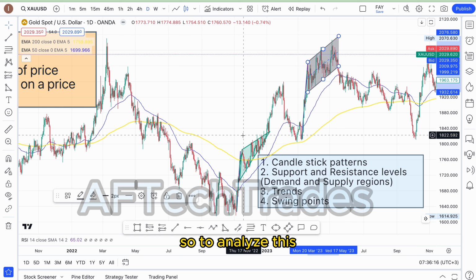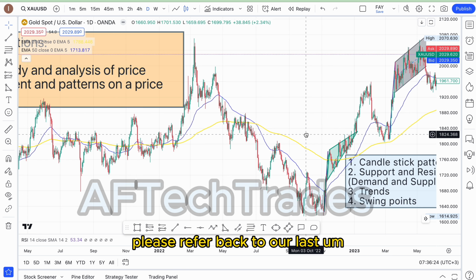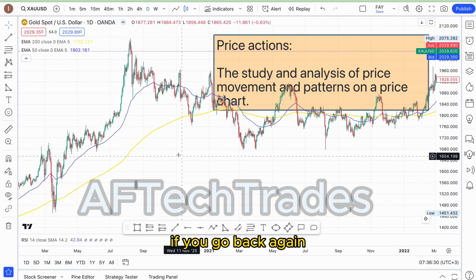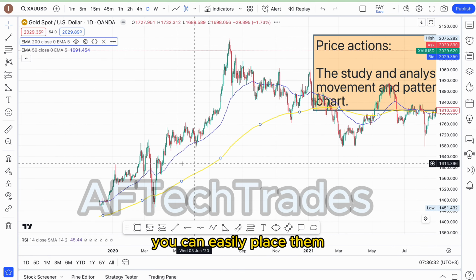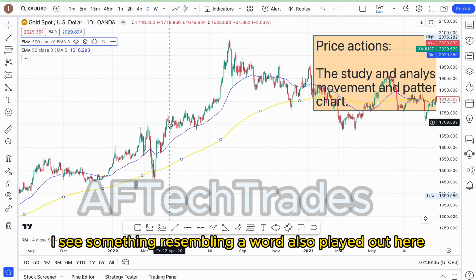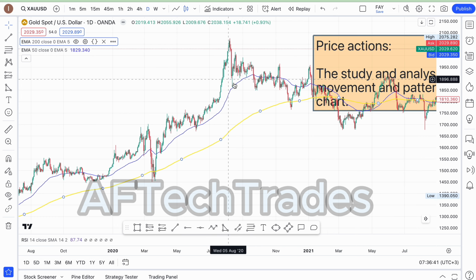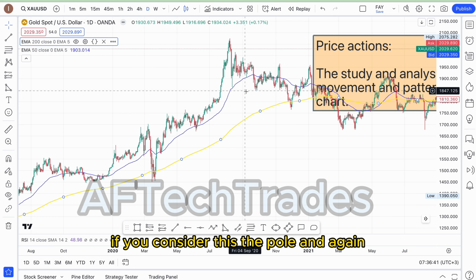To analyze what the flags indicate, please refer back to our previous videos on flag patterns. If you go back again, you can easily place them. I see something resembling a wedge also played out here. Okay, here you see a flag, if you consider this the pole. Sometimes when it's not too clear what you need to do, you can go to a higher time frame or switch to a lower time frame to see clearly what the pattern is all about.